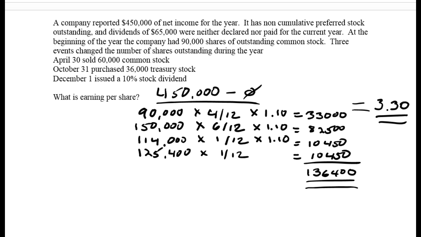You've now seen the calculations of earnings per share when they have net income, and you've seen various effects of preferred stock dividends, and you've seen different ways that the number of common shares outstanding can change, specifically for stock issues, for treasury stock purchases, for stock splits, and for stock dividends.